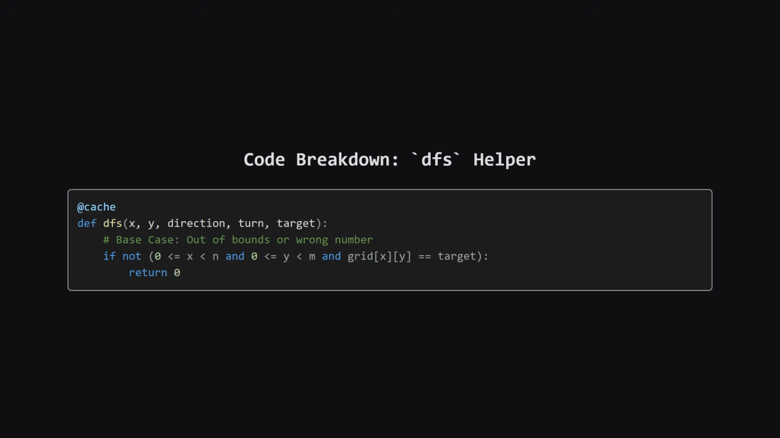Okay, let's zoom in on our recursive helper, the DFS function. That at cache decorator right above it is a super convenient way to handle memoization in Python. It automatically stores the results of function calls with specific arguments. The very first thing we do inside is check our base case. If we've gone off the grid, or if the number at our current spot is not the target number we're looking for, then this path is invalid. We return 0, effectively ending this branch of the search.